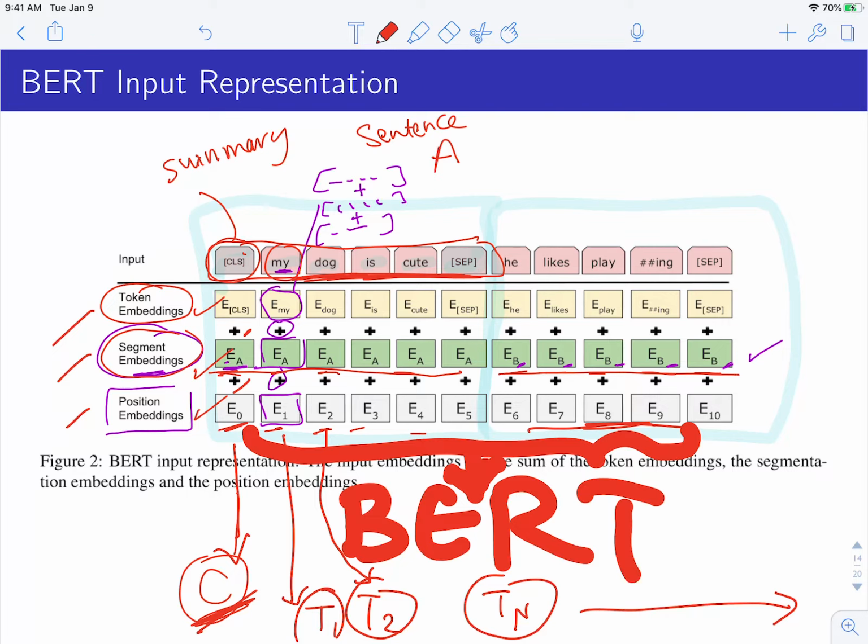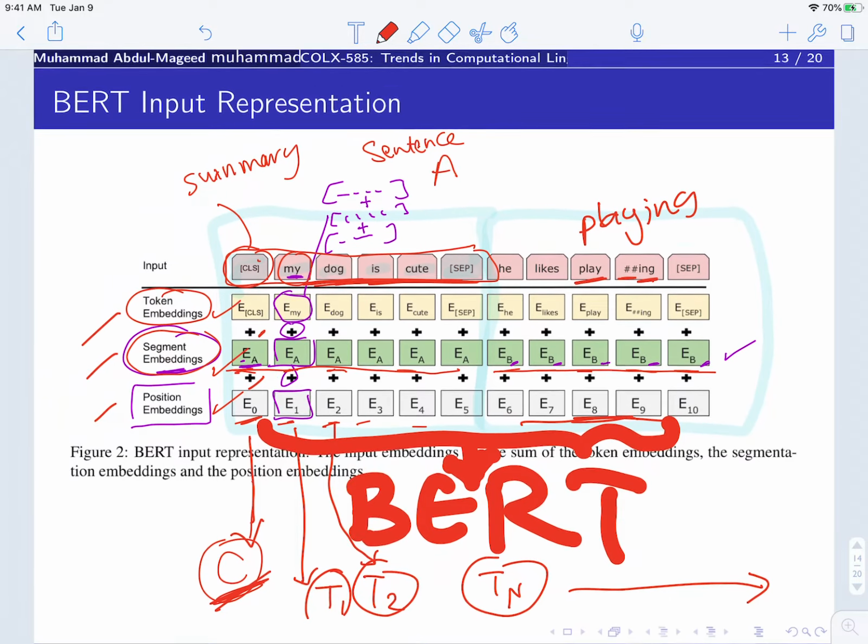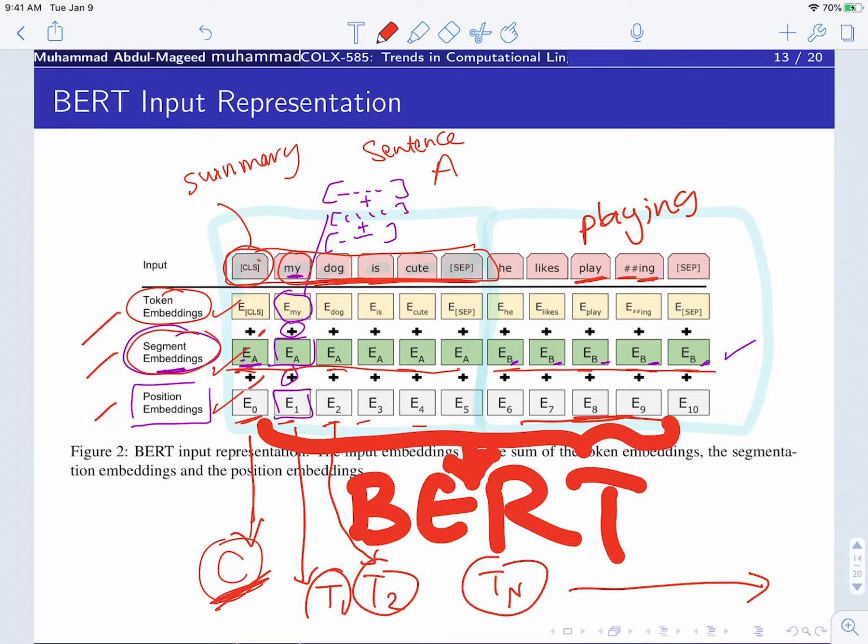A note, for example, here is that the word playing is broken down into play and ing, and in order to indicate that this ing is not its own word, it's some part of a word that was preceded by other characters, they put this hash sign here. So that's the byte pair encoding representation.